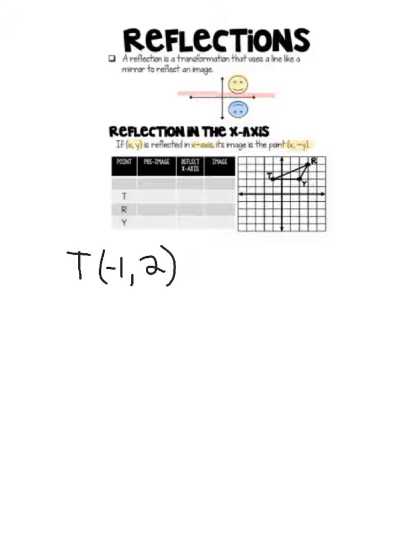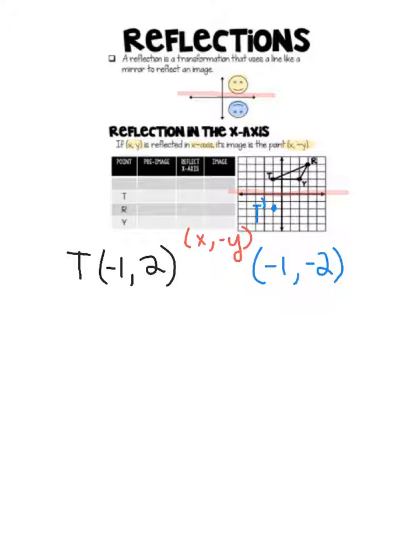Okay, and so when we're reflecting it across the x-axis, our rule is (x, negative y). So we apply our rule, and we get negative 1, negative 2. Okay, so when we plot this point, negative 1, negative 2, and there's point T prime, you'll see that T to T prime went directly across the x-axis right here. It's like that x-axis was a mirror.